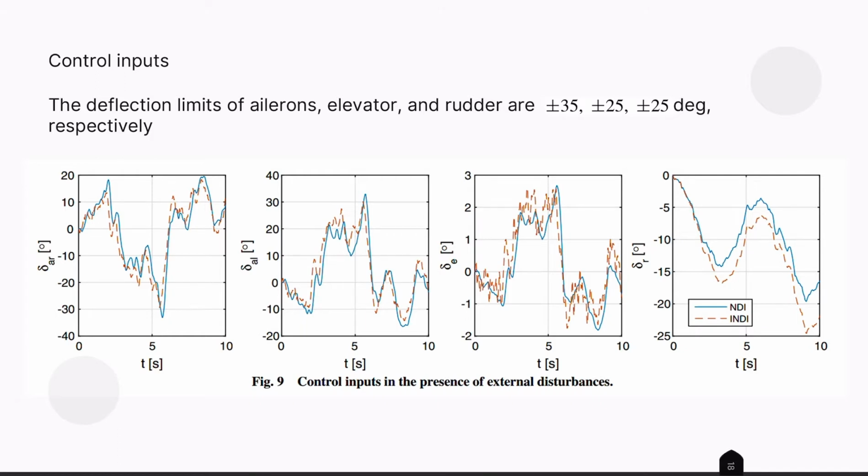Here, actuator dynamics and limits are considered in this validation. These figures show the control inputs, where INDI's responses are more active in alleviating the turbulence influences. Moreover, the control surface deflection angles are within the limits under both NDI and INDI. The limits for aileron, elevator and rudder are plus minus 35, plus minus 25 degrees respectively. If you look at each graph carefully, both NDI and INDI are within their limits.